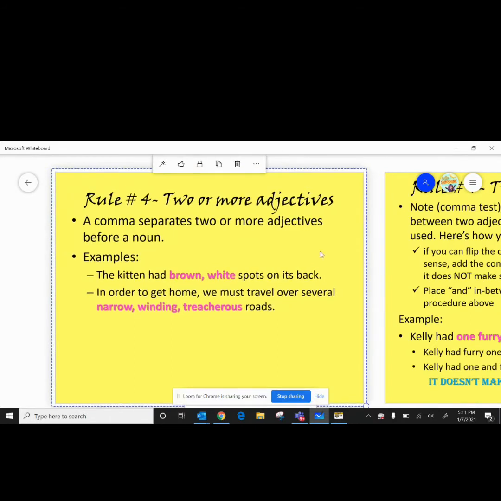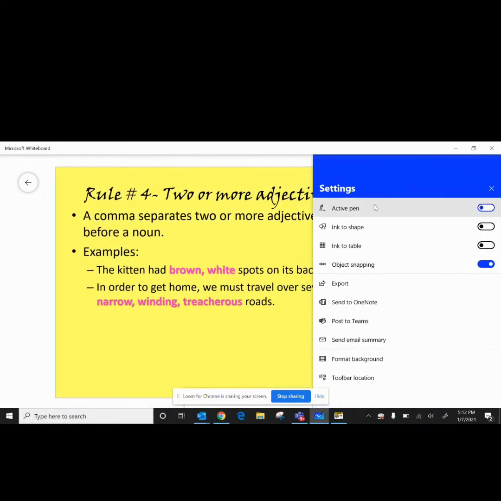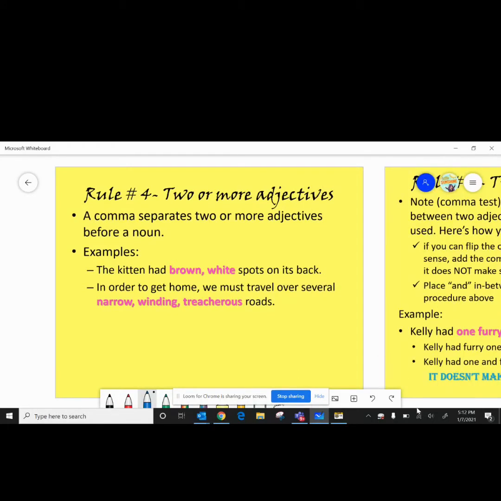All right, so here, rule number 4, 2 or more adjectives. A comma separates 2 or more adjectives before a noun. So where are my tools though, guys? Active pen. There we are. Blue pen. I prepared the blue. So when you have 2 or more adjectives, we have here, the kitten had brown, white spots on its back.